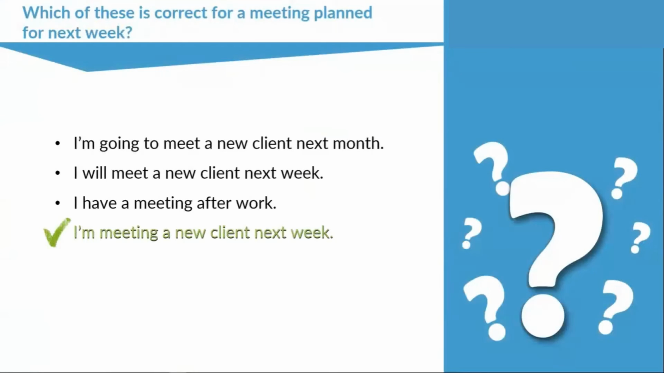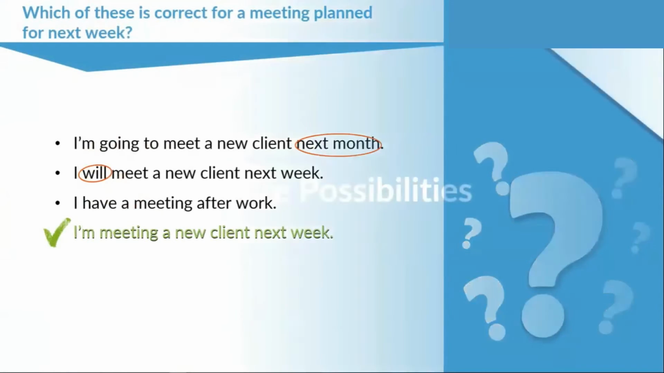Number 4. I'm meeting a new client next week. Why is that? Well, number 1, we have next month, so that's not correct. I'm sorry, that was a cheap trick, but it's not correct. And of course, will we only use if you've decided in the moment, so it's not planned, okay? So number 4 is the correct answer there.